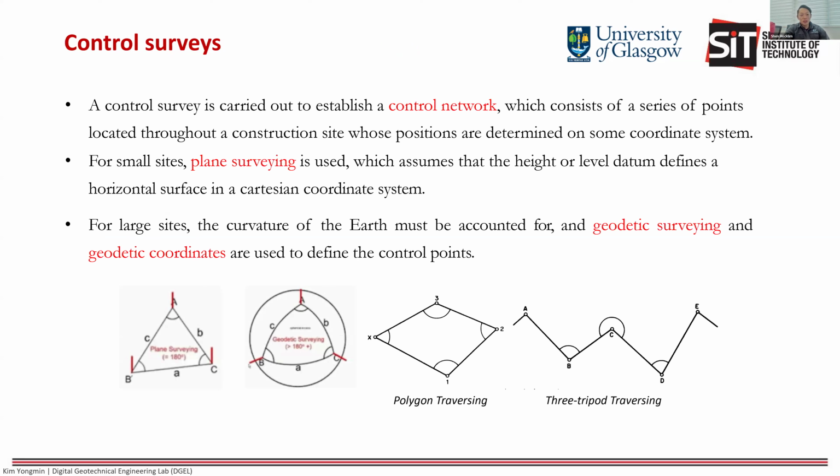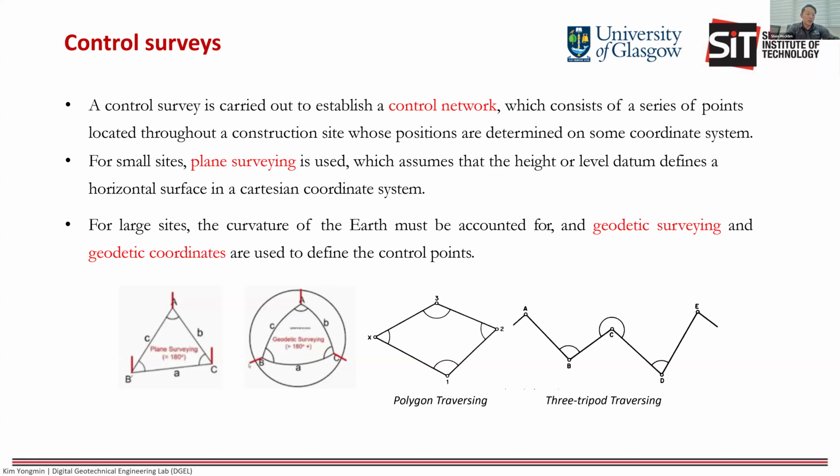So we talk about small sites and large sites. So for small sites, we assume a flat surface and we use something called plane surveying. So when you survey in Singapore, we have already regularized it into a plane, and we call it the SVY21 coordinate system. But overseas, when you have a very large scale or a very large site, you have to account for the curvature of the earth, and this is called geodetic surveying.